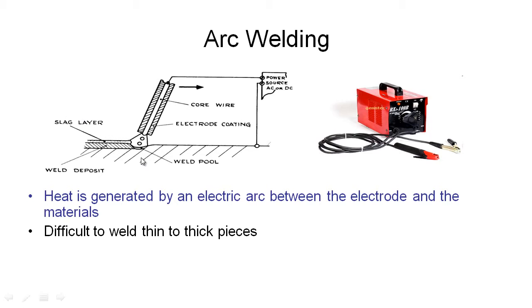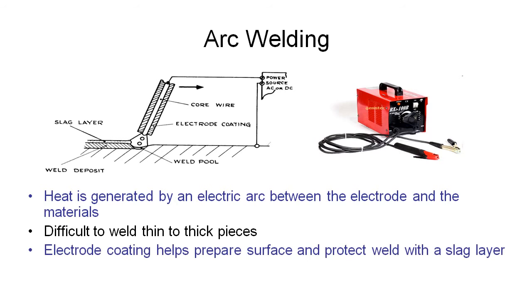Unfortunately, we don't have as great a control over where we direct the heat using this process, and so we can't as easily weld thin to thick pieces, so there's a limit to the difference in the sizes of parts that we can weld together, and typically we use this technique for quite heavy industrial parts like 5 or 10 millimeters thick or bigger. As I mentioned, that electrode coating on the outside helps prepare that surface of the weld and also protect it against exposure to the atmosphere while it's cooling.